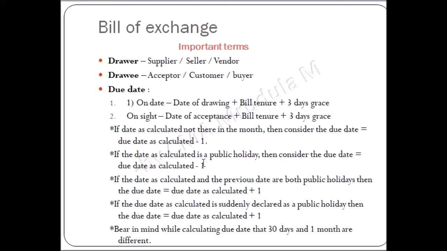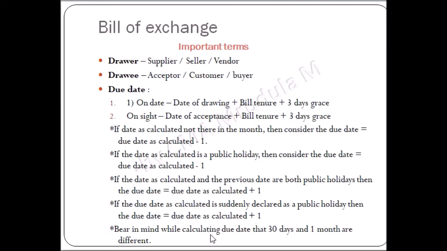Now, if the due date as calculated is a public holiday, that is, it could be a Sunday or it could fall on 15th of August, which is a public holiday, then consider the due date as calculated minus 1, which is 14th of August. If the due date as calculated and the previous date are both public holidays, then the due date will be equal to the due date as calculated plus 1. If the due date as calculated is suddenly declared as a public holiday, then you have to take the due date as calculated plus 1.